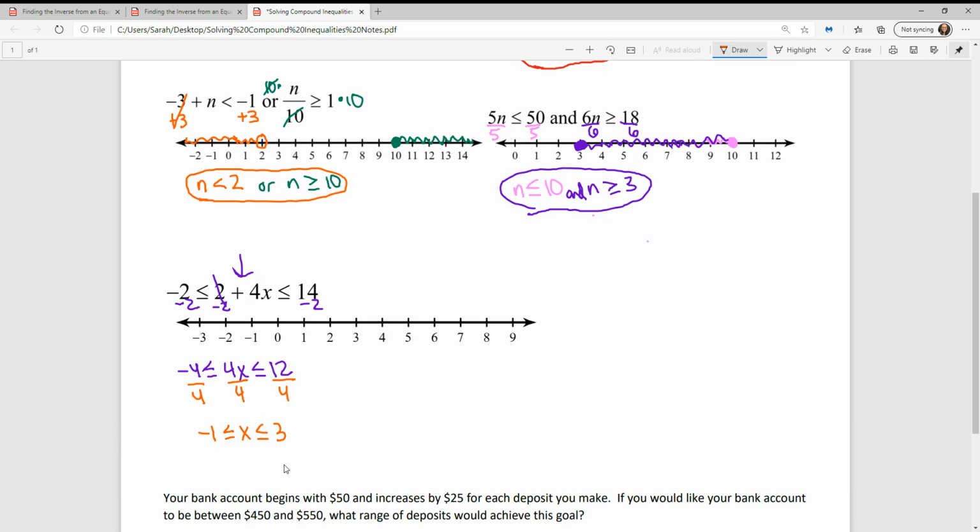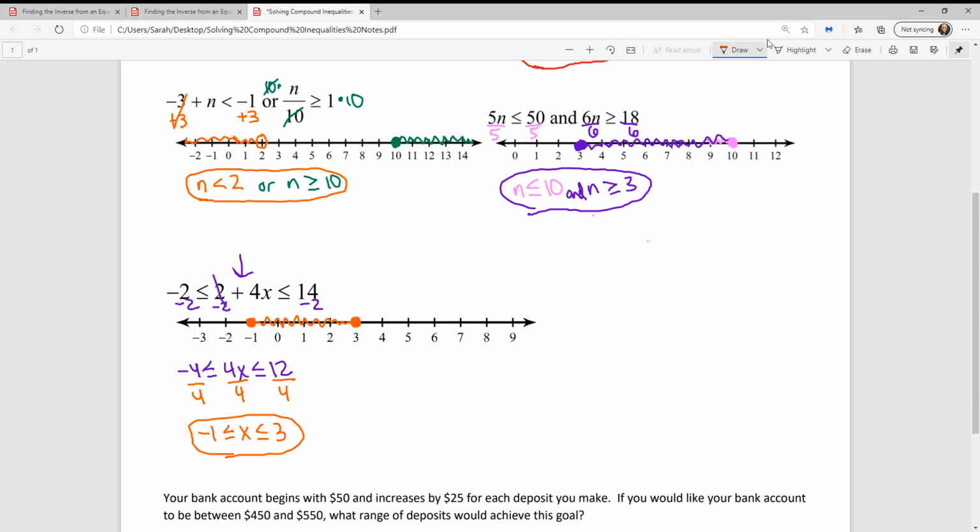So then to finish this off, we need to make our graph. Both of these have equal to's in them, so it's going to be two closed circles. I have a closed circle on -1. I have a closed circle on +3. X is situated in between those two numbers, so my shading is going to be in between those two numbers.